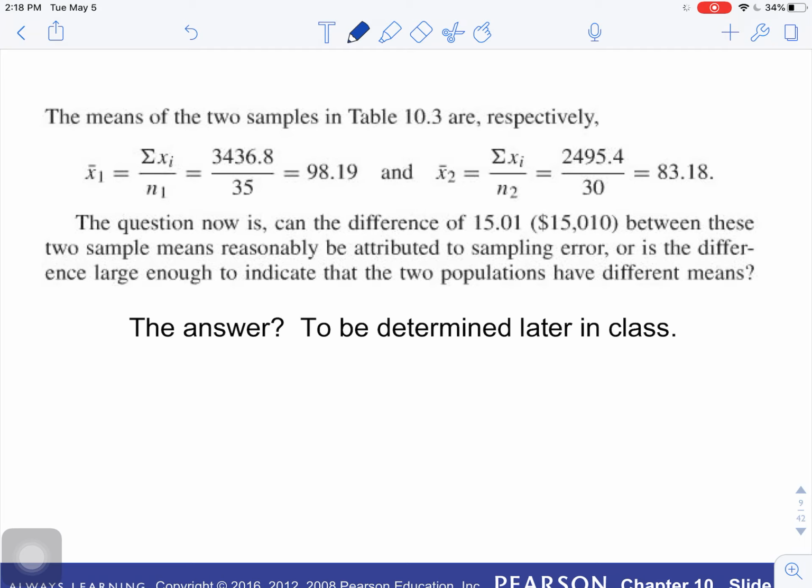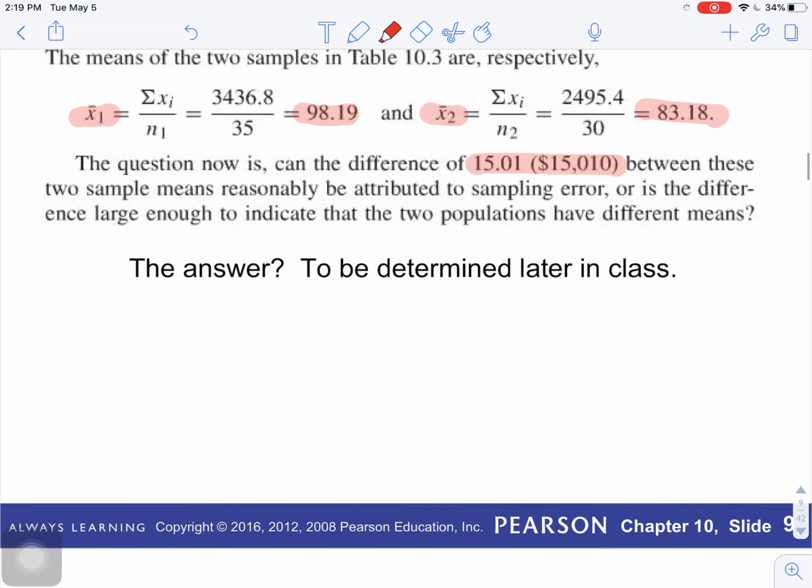So this just goes into how they calculated the mean for the first sample and for the second sample. So again, we have our first sample right here and the second sample mean right there. It's highlighting the difference being just over 15,000, and we're checking to see, is that statistically significant? We'll be talking about whether that is or isn't later on in class. There are a few things that we need to cover first though.